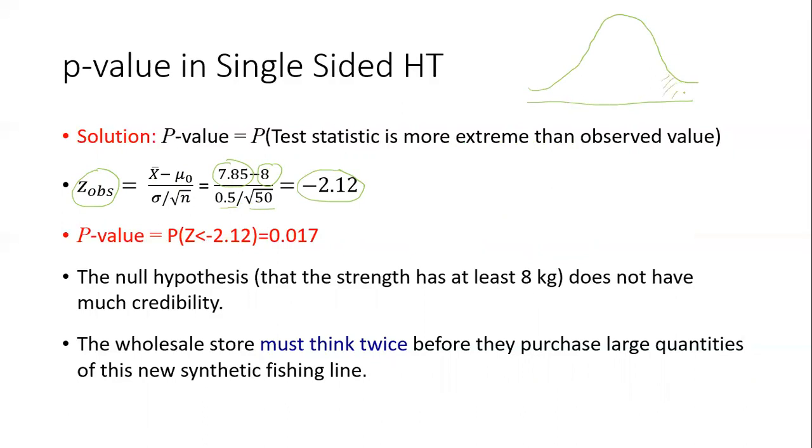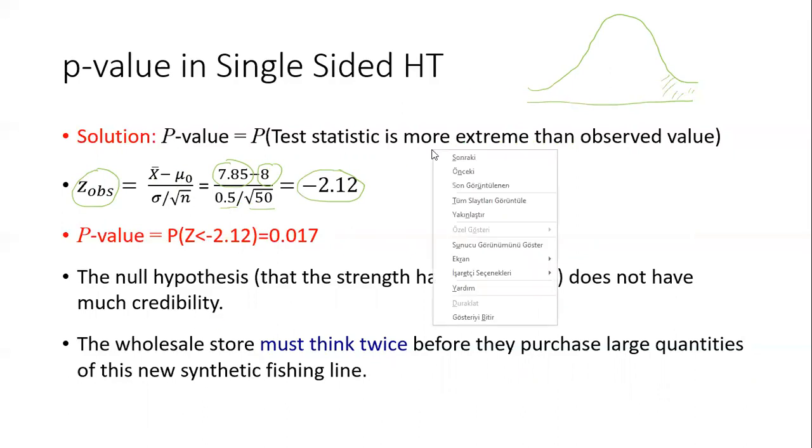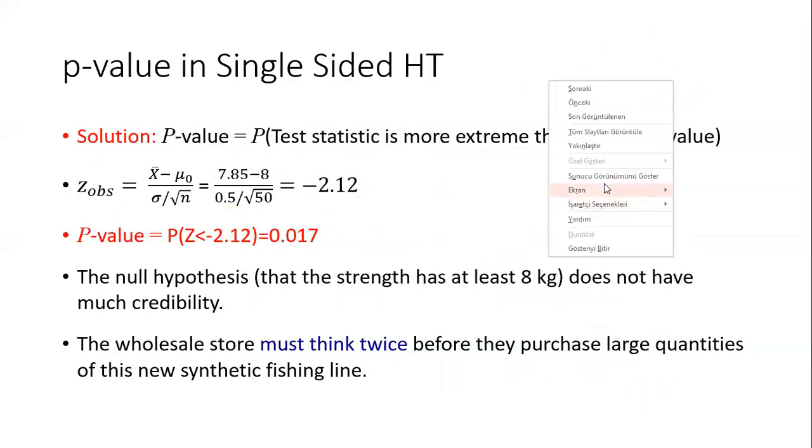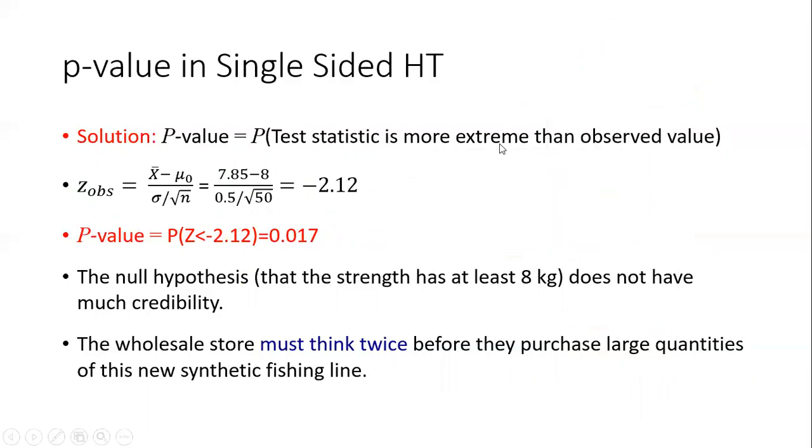Okay, it's not here, right? So let me just erase that. Okay, now what I have is on the left-hand side, because this is the mu is smaller than type of hypothesis testing. So your observed value is here, minus 2.12. Then being extreme or more extreme than the observed value means being smaller than your observed value, okay?